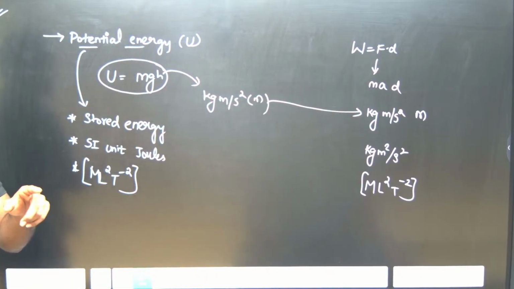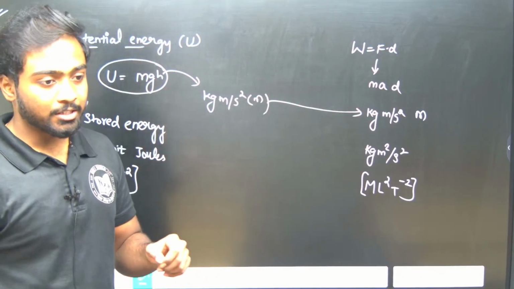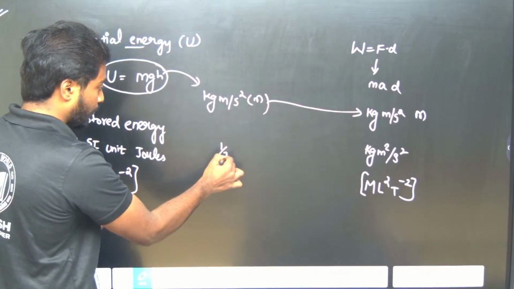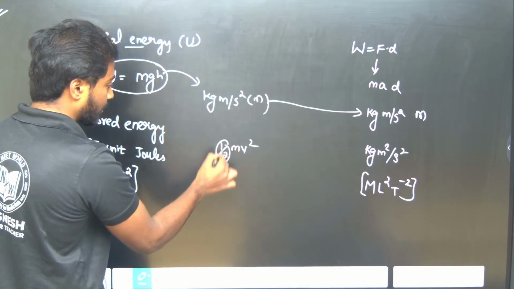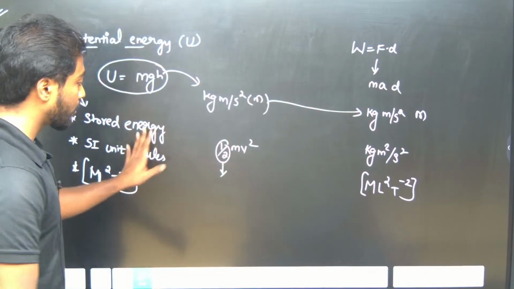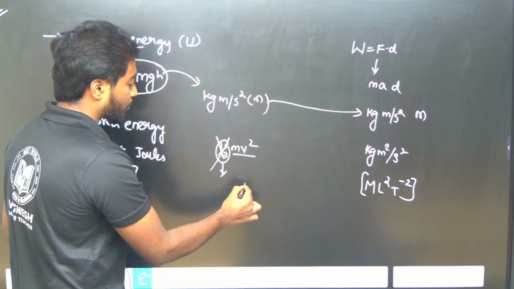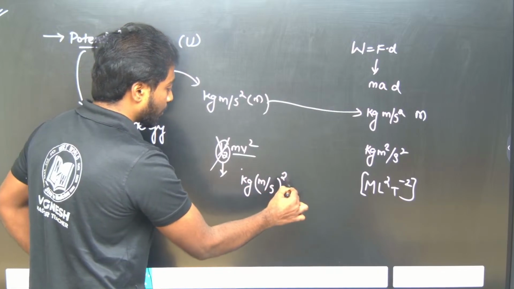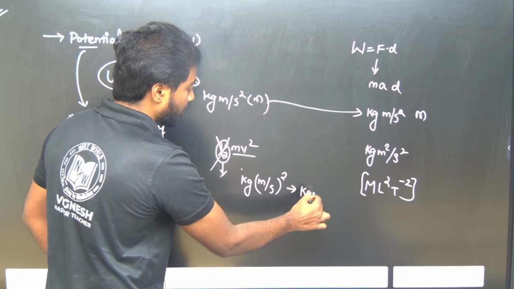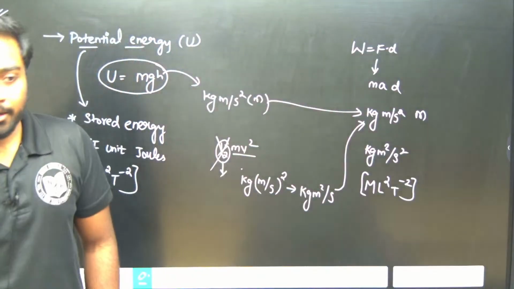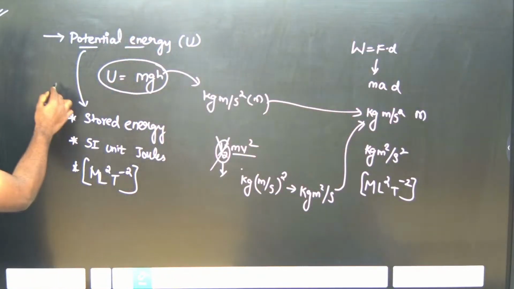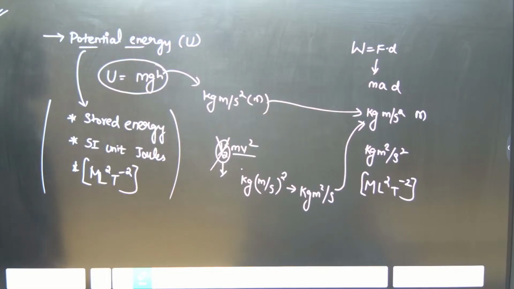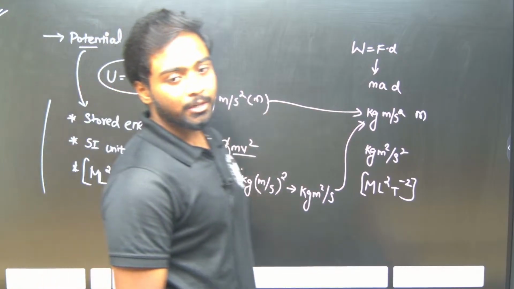You are having a doubt in kinetic energy. For half mv square, the half is a constant, leave that. In mv square, mass is kg and velocity is meter per second, the whole square, which is nothing but kg meter square per second square. Is it equal now? Is your doubt clarified? Fine. This is the major thing you need to remember when it comes to potential energy.